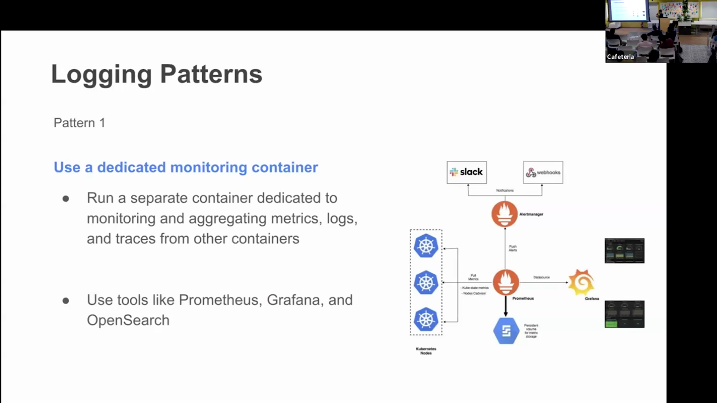So this is the first logging pattern, where you use a dedicated logging container or a dedicated monitoring container. Here you are running a separate container just for monitoring and logging purposes. For example, if these are your Kubernetes nodes, you have your Grafana or your whole Prometheus setup, which is completely decoupled from your application layer.